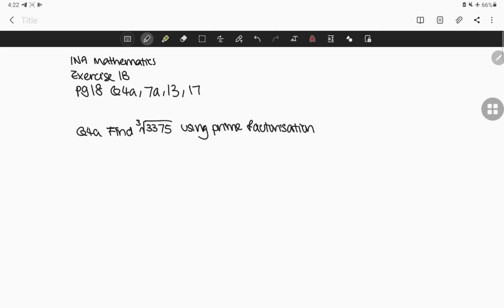Find the cube root of 3375 using prime factorization. So first, the question says use prime factorization. This means that we need to prime factorize 3375 first. And prime factorization is this method.